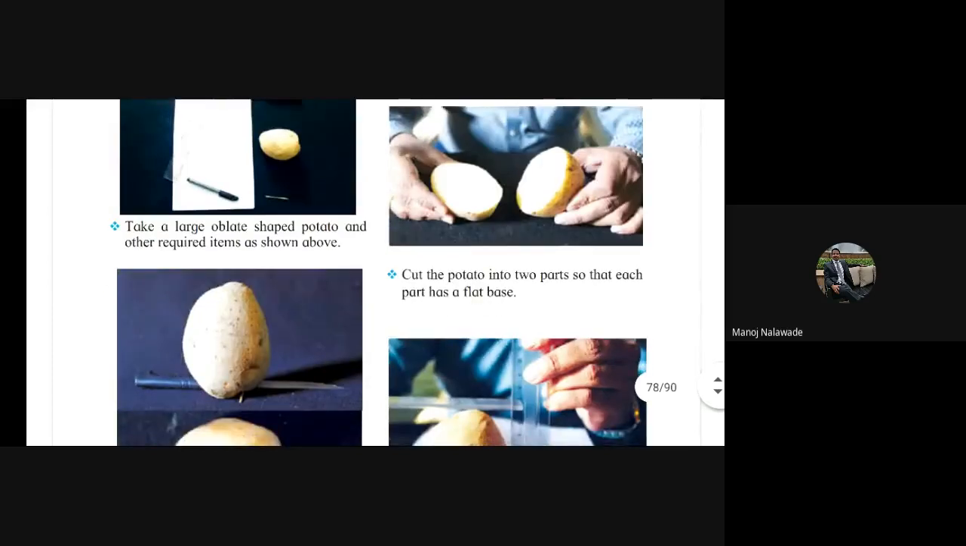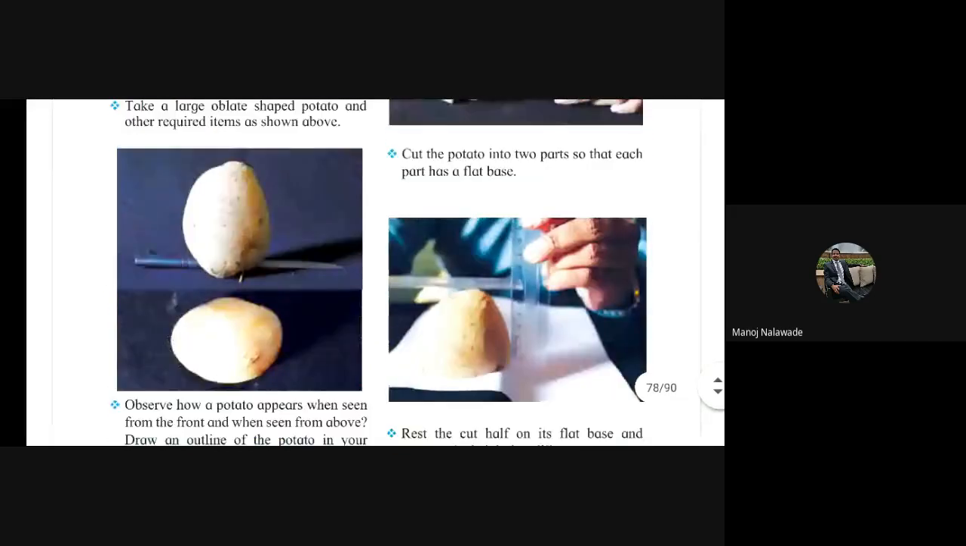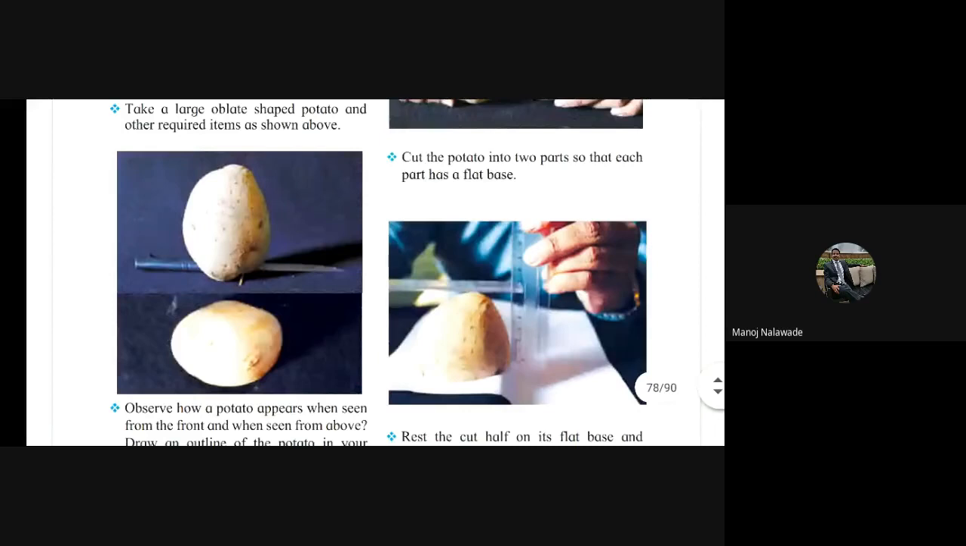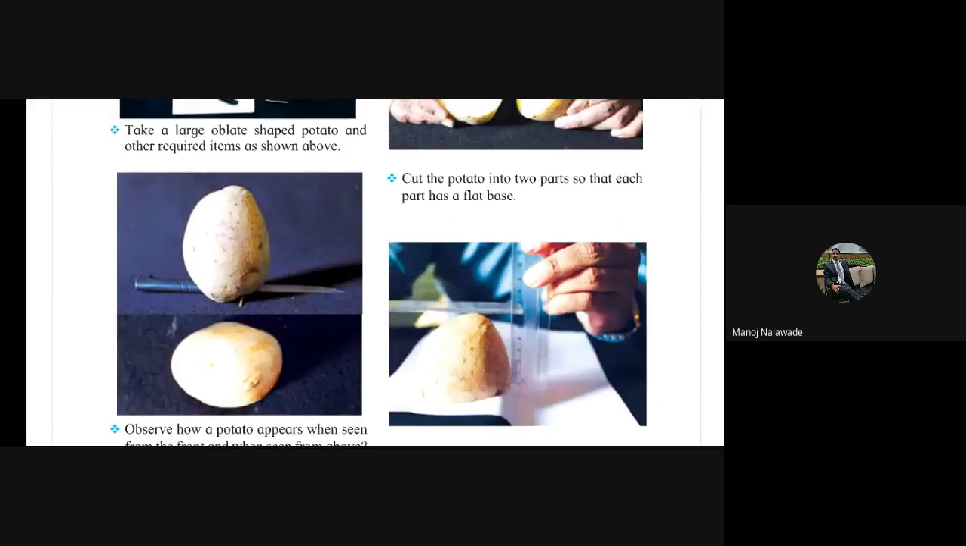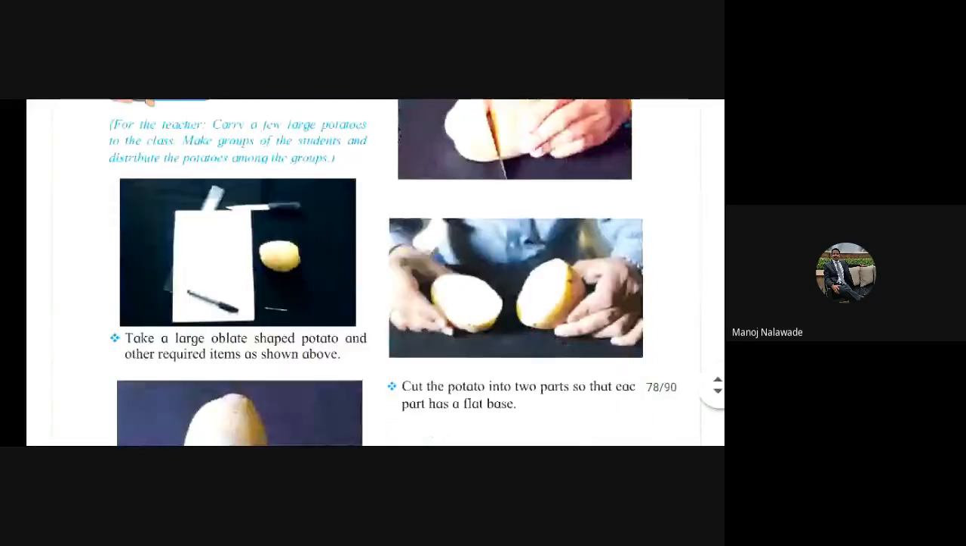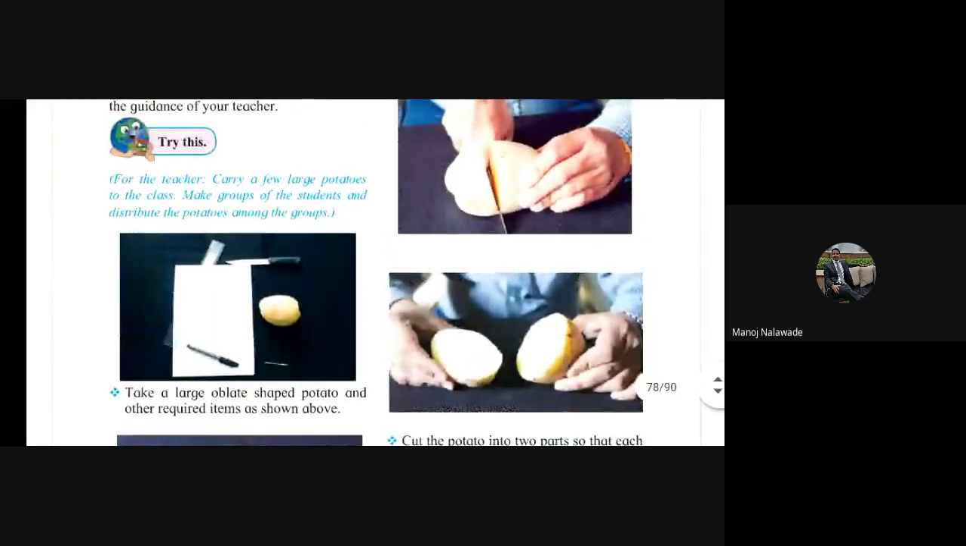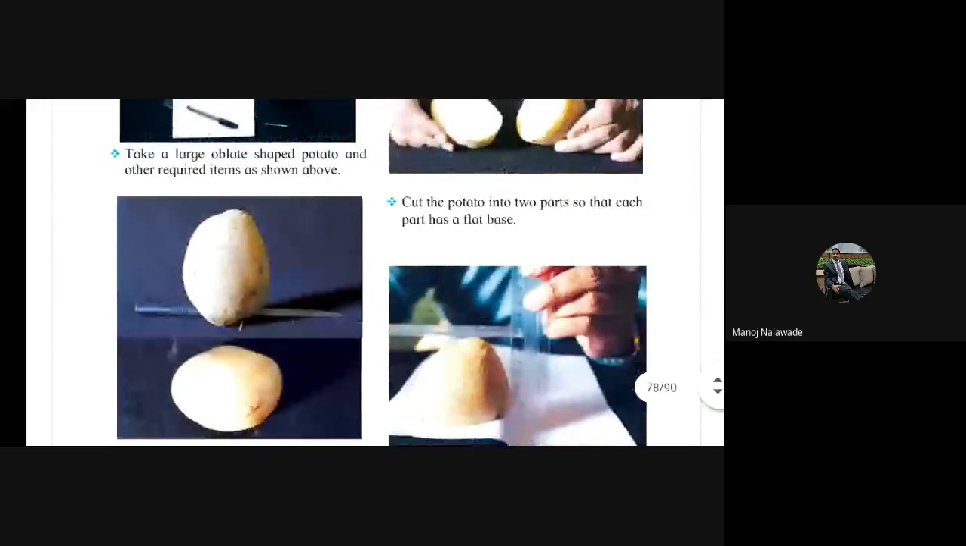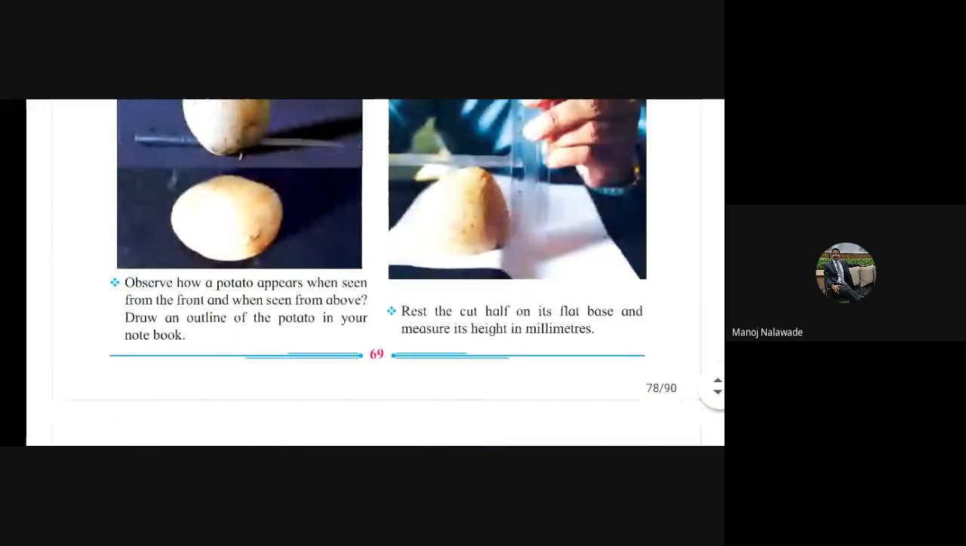Cut the potato into two parts, so that each part has a flat base. See here, the potato is being cut over here. You can see the pictures. Now rest the cut half on its flat base and measure its height in millimeters.